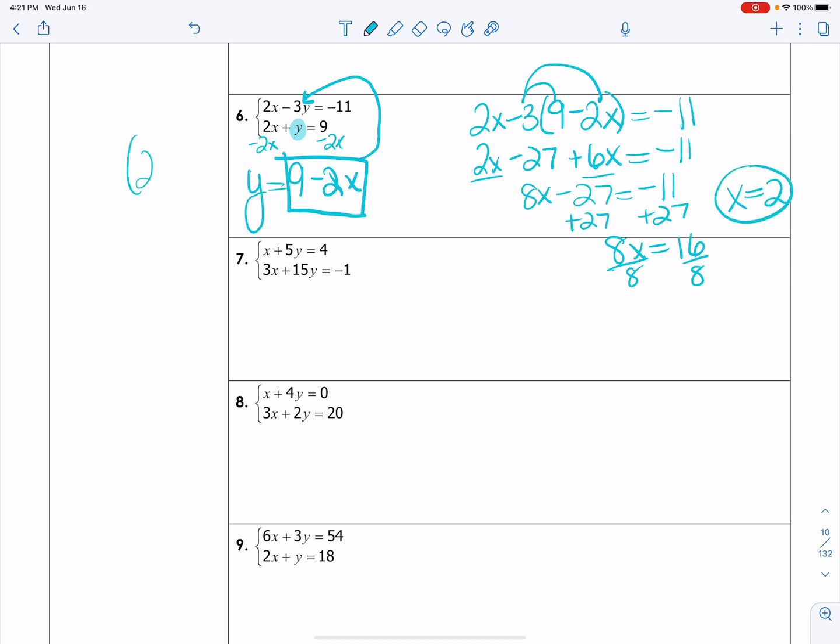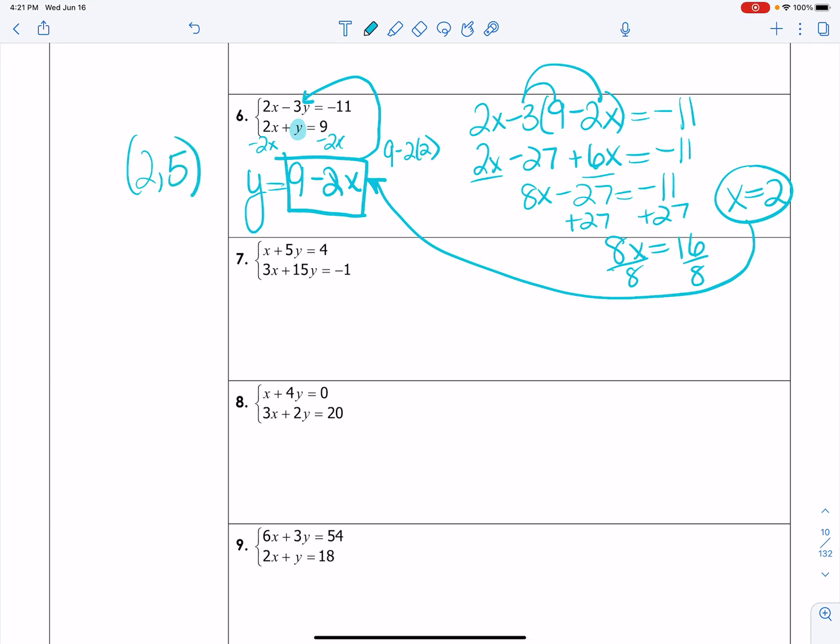So that is the first number because it is an x. Now I'm going to take that 2 and put it in there. I'm looking at this and I'm going to say 9 minus 2 times 2. Well, 2 times 2 is 4, and 9 minus 4 is 5.